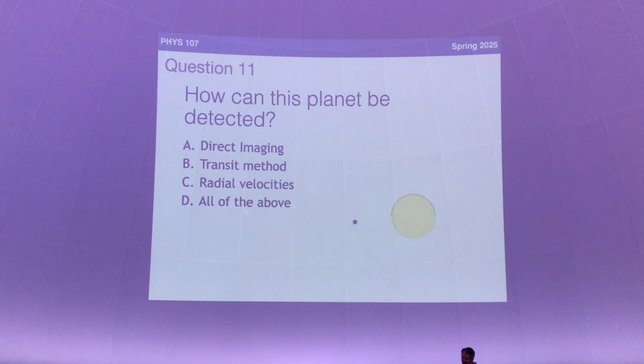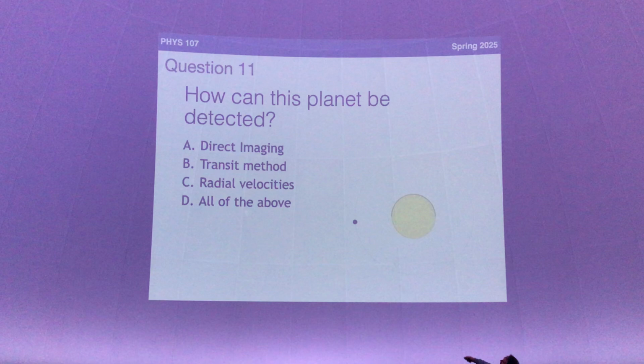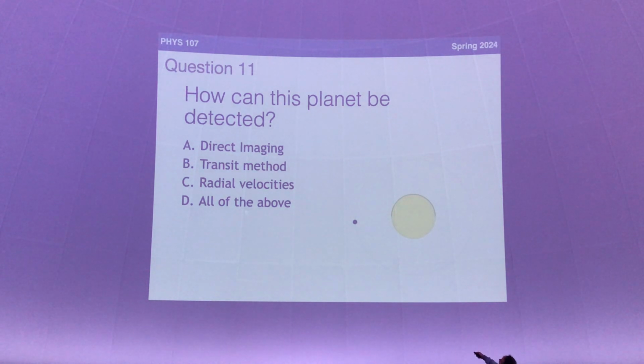And so how can this planet be detected if it's nice and far out: direct imaging, transit method, radial velocity, or all of the above? Well, it's far out, so what do we want? Nicely separated, you can direct image that.